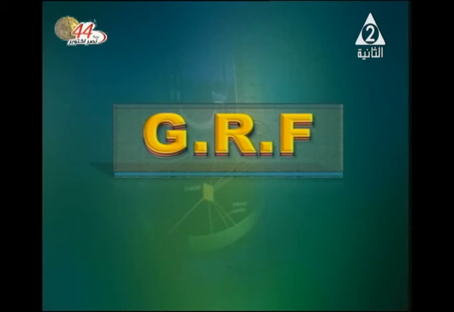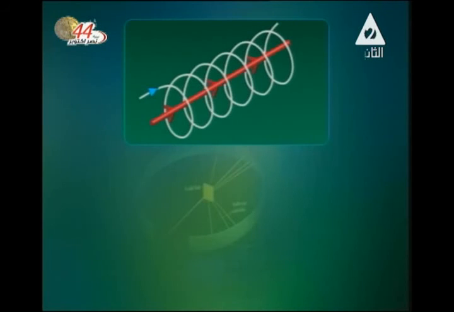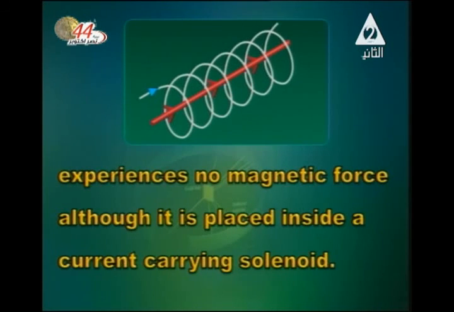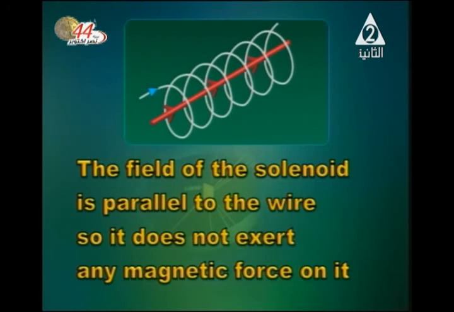Give reason for. In front of you, we've got a solenoid and a straight wire, and both of them are carrying currents. But there is something a little bit strange here. The straight current carrying wire shown in the figure experiences no magnetic force, although it is placed inside a current carrying solenoid. Why? Simply because the field of the solenoid is parallel to the wire. So the wire does not experience any magnetic force.